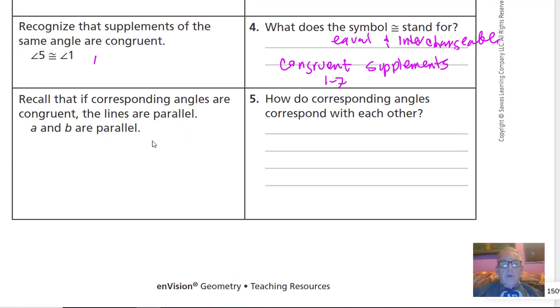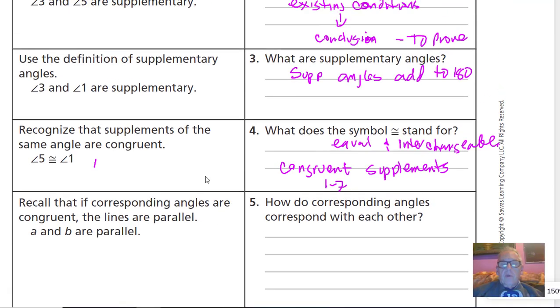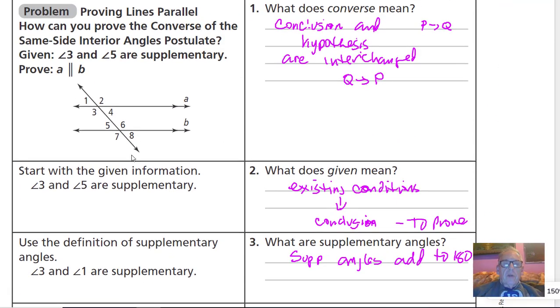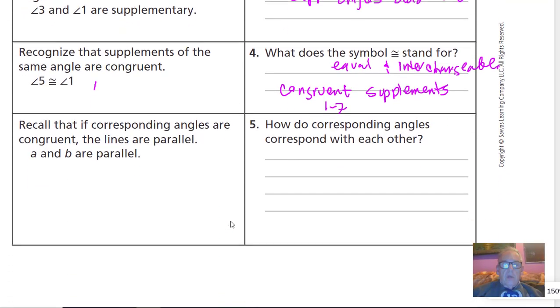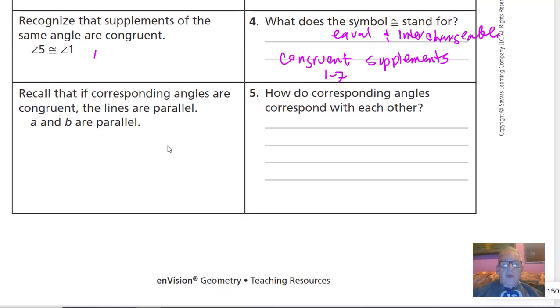Recall that if corresponding angles are congruent, then the lines are parallel. So what we're doing here is we're starting out with 3 and 5 being supplementary, but 1 and 3 are also supplementary, which means that 1 is going to be congruent to 5, and that gives us corresponding angles that are congruent. And if corresponding angles are congruent, then the lines are parallel. Therefore A and B are parallel.